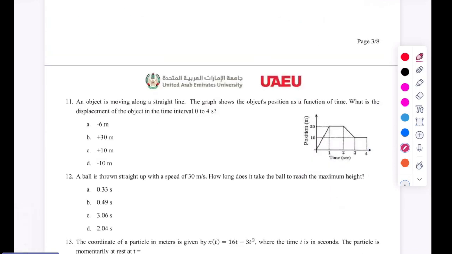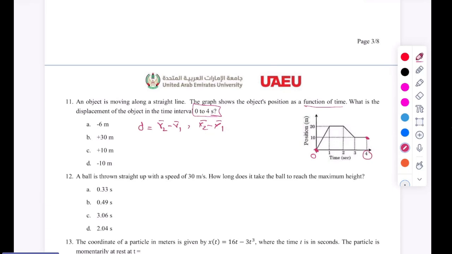An object is moving in a straight line. The graph shows the object's position as a function of time. What is the displacement of the object in the time interval 0 to 4 seconds? It starts from here and it wants us to calculate the displacement over here. So how do we calculate displacement? It is the difference between positions, so R2 minus R1, or in one dimension, x2 minus x1. What is the initial position? 0. What is the final position? 4. 4 minus 0.